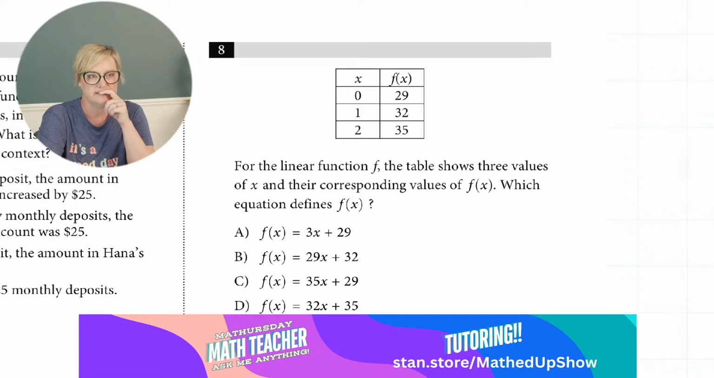Okay, I'm seeing some A's. When you think you have an answer, you can put it in the chat, or if you have a question about it, put it in the chat, and we'll see if we can help you out with it.